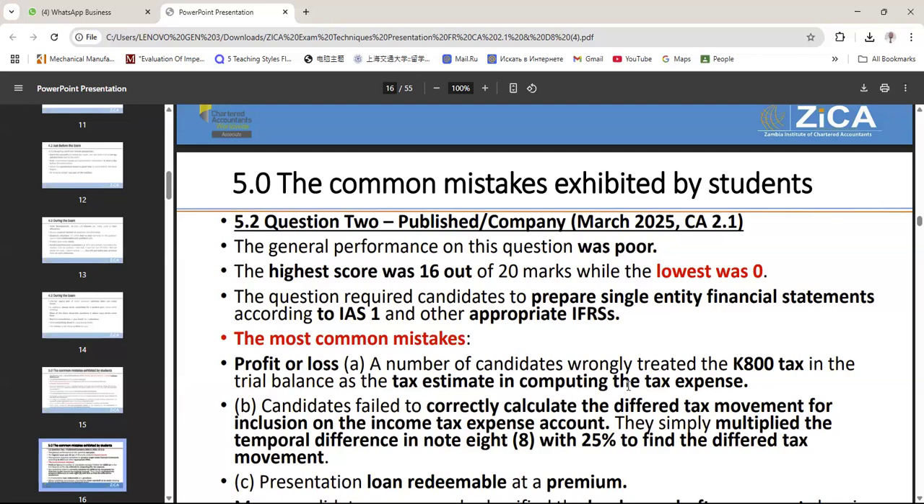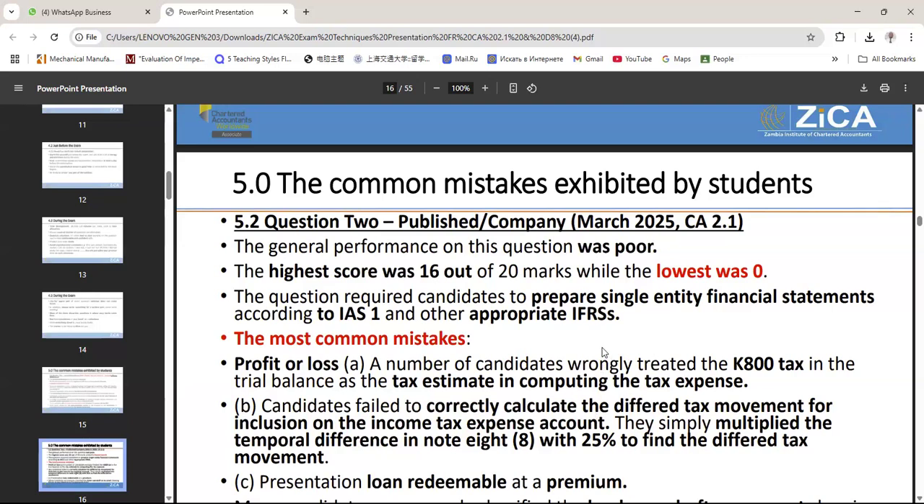Now, as I indicated, when you are preparing published accounts, it's not only about IAS 1. Some students normally call me, Mr. Msonda, are you done with published accounts? Take note, published accounts is not about IAS 1. It's also about other standards.